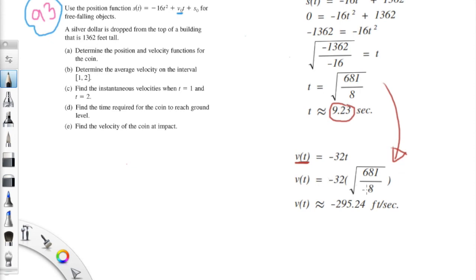And once you do, after you plug in the exact value into your calculator, you can then round the answer to 2 or 3 decimal places. I did 2. So v of t equals negative 295.24 feet per second. Don't forget units.